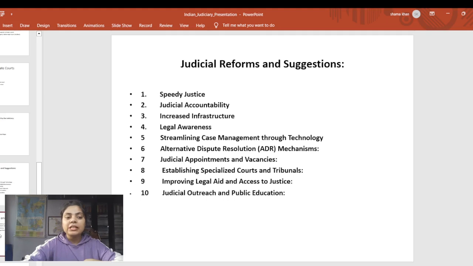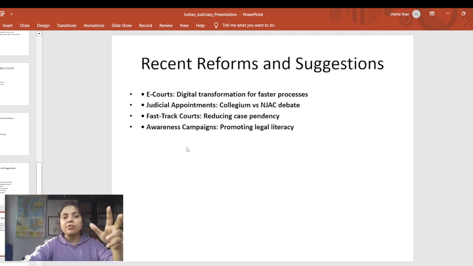which we have to look at. Next we are seeing the recent reforms: e-courts, judicial appointment through the debate between the Collegium system and NJAC, and fast track courts, and how they can help in reducing case pendency, and awareness campaigns. All this we can include.